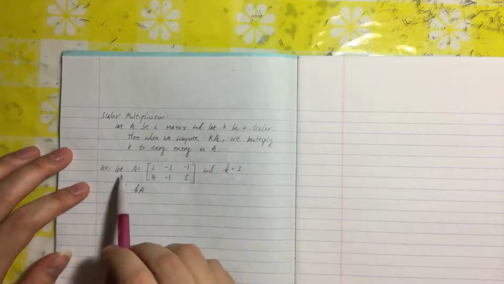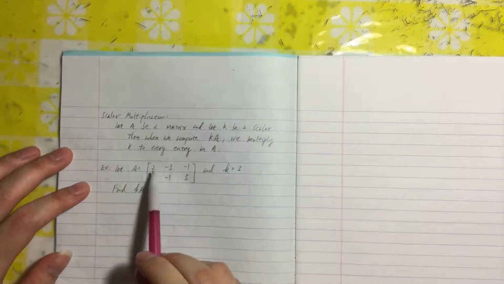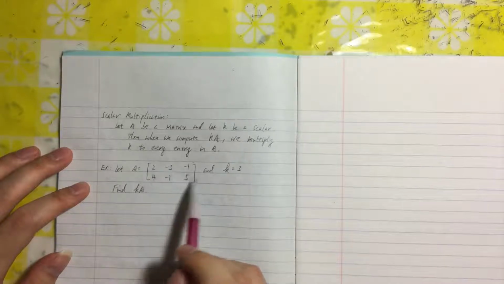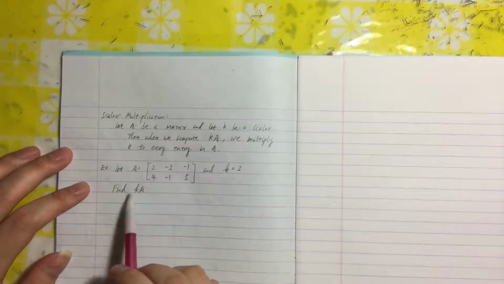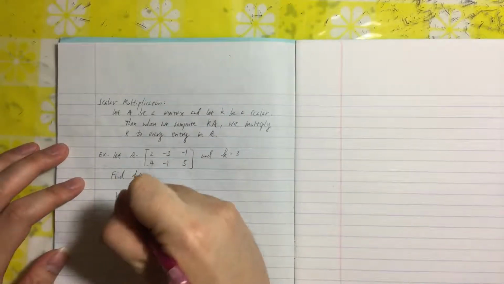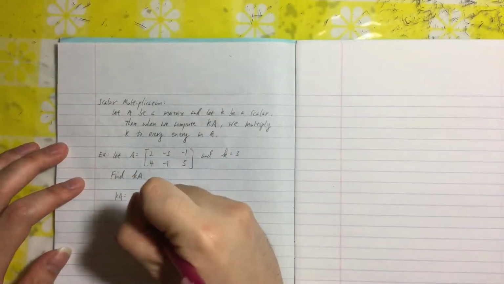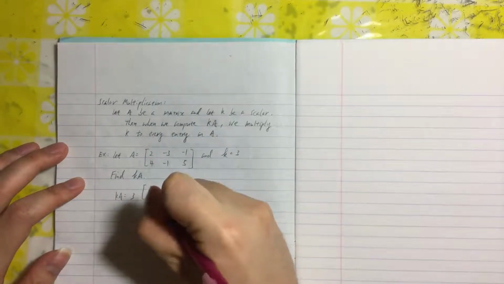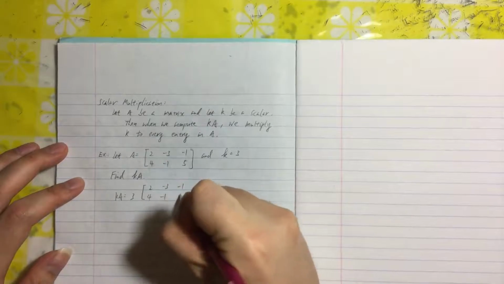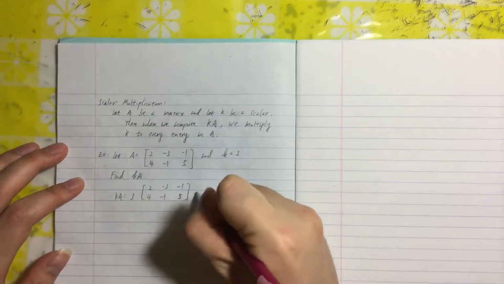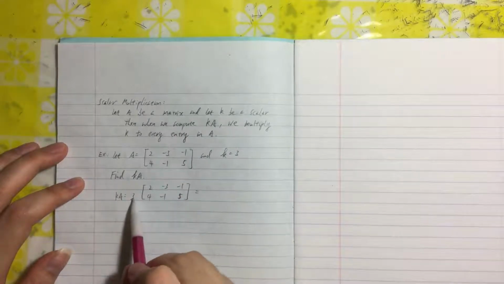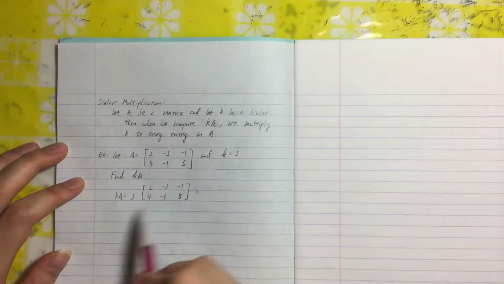Let's look at this example here. Let A be the matrix 2, negative 3, negative 1, 4, negative 1, 5, and K equal to 3. Find K times A. How do we compute K times A? K is 3 here. A is the matrix 2, negative 3, negative 1, 4, negative 1, 5. When we multiply a scalar to a matrix, we multiply the scalar to each entry in the matrix.